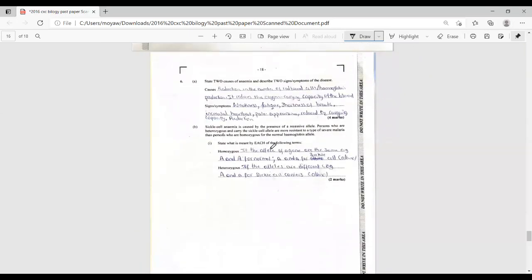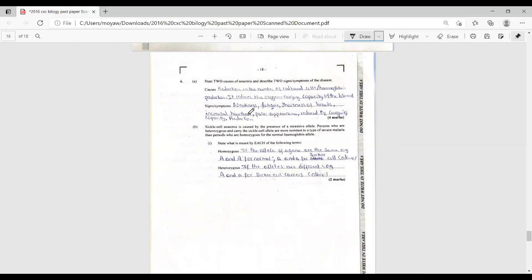So now question 6. State 2 causes of anemia and describe 2 signs and symptoms of the disease. So the cause, we have reduction in the number of red blood cells or hemoglobin production. It reduces the oxygen carrying capacity of the blood. And then the symptoms: weakness, fatigue, shortness of breath, increased heartbeat, pale appearance, reduced oxygen carrying capacity. So any 2 out of these 4 signs and symptoms should be getting you your marks.